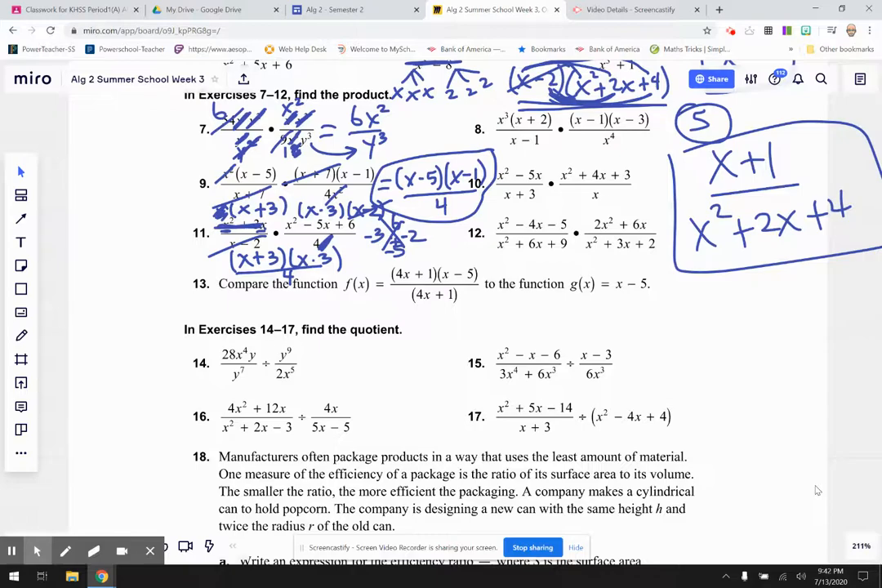Let's see. Compare the function f of x. Well, they are the same because you can cross cancel those. They're identical. So all that you have left is the x minus 5. So those are equal.